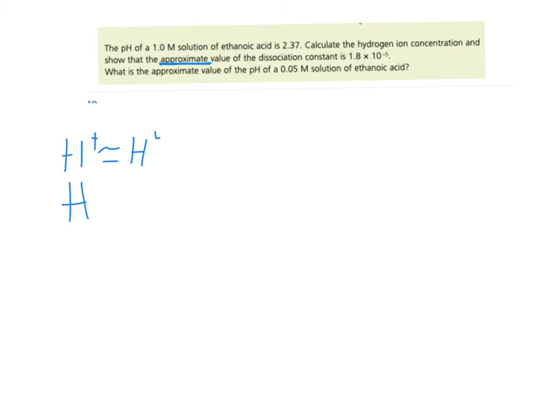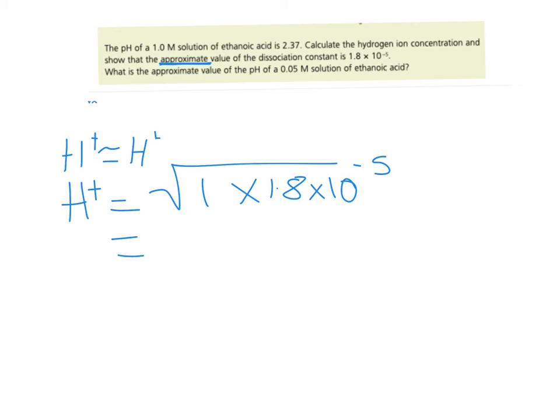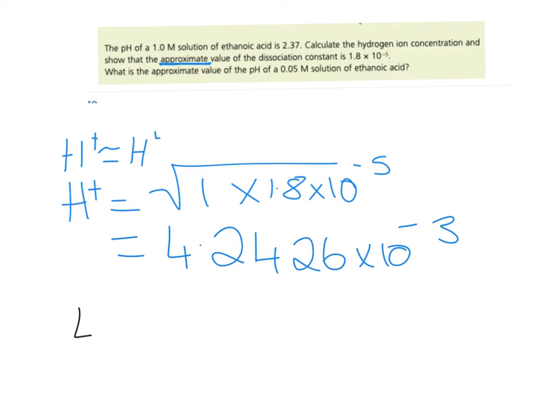So H plus ion is equal to the square root of our concentration, which is 1, times our dissociation constant, which is 1.8 by 10 to the minus 5. And when I put that in, guys, I get 4.2426 by 10 to the minus 3. So in our previous answer, we got an H plus value of 4.266 by 10 to the minus 3. I know our decimal points are slightly different, but again, we want to see the approximate value.